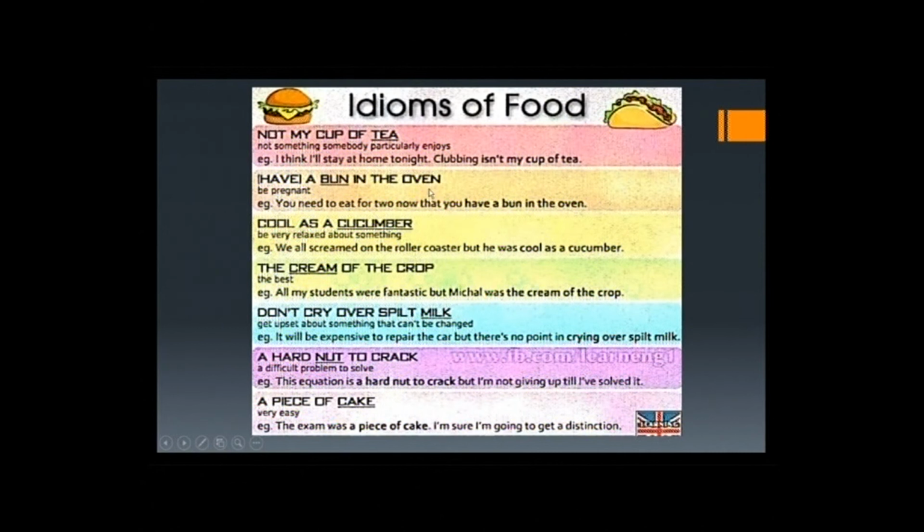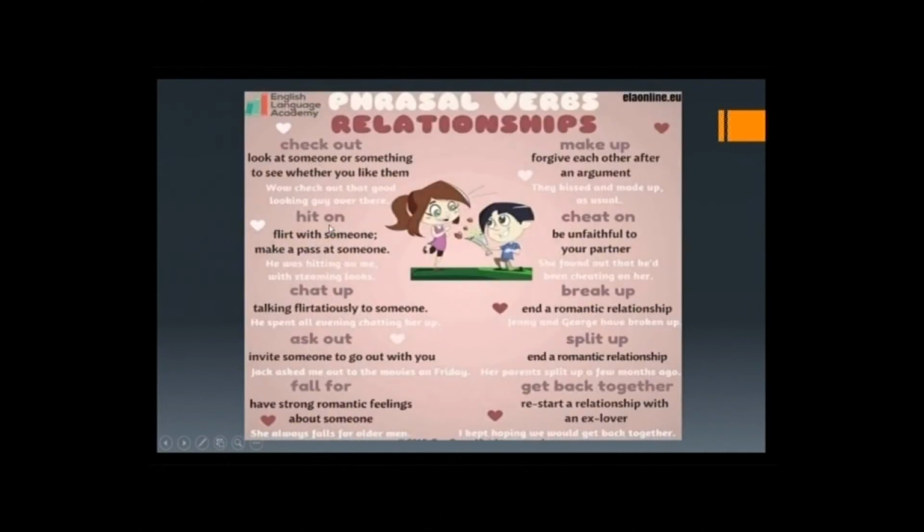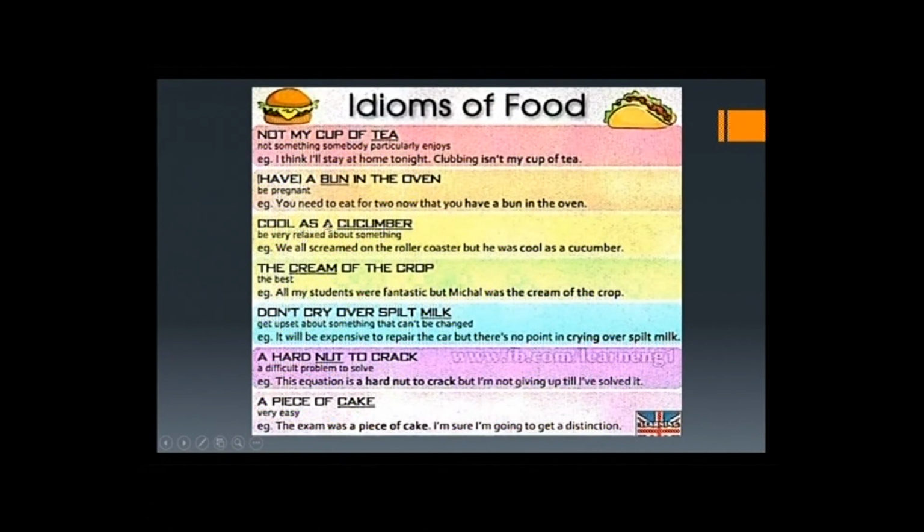A bun in the oven. Okay. As cool as a cucumber. Yeah. So as cool as a cucumber, it shows the personality. Right. The person is very cool, very relaxed. It makes no difference to him. So he is as cool as a cucumber. We all screamed on the roller coaster, but he was as cool as a cucumber. Clear? Whatever happens, anybody comes, my friend doesn't care. He is as cool as a cucumber.